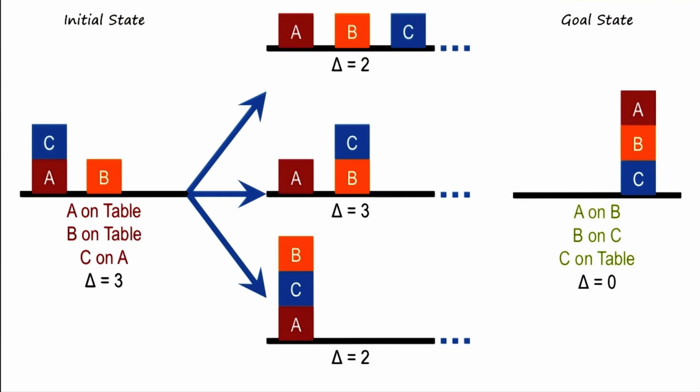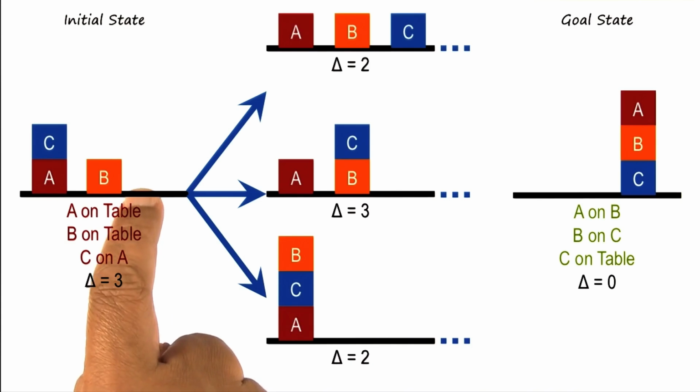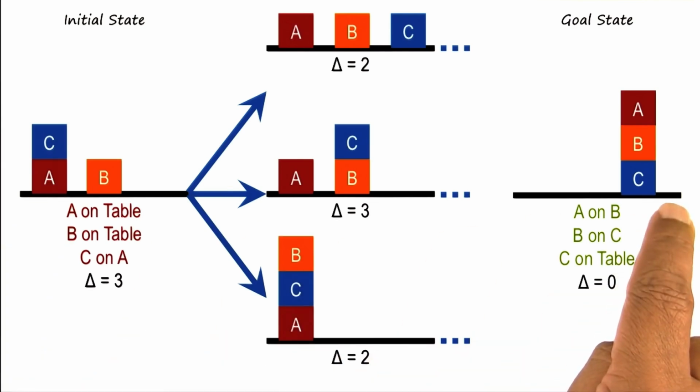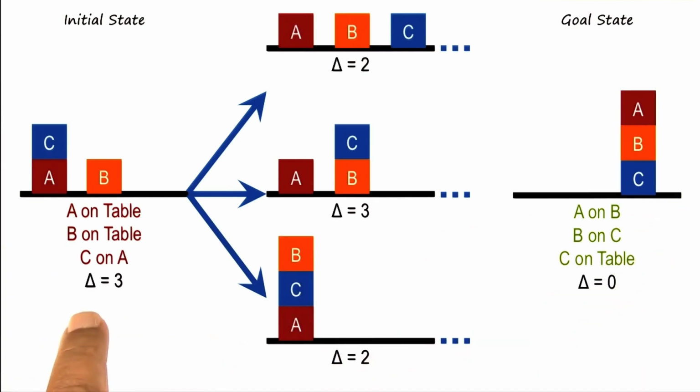So going back to our example of going from this initial state to this goal state, I can look at the initial state and see that there are three differences between the initial state and the goal state. First, A is on table here, but A should be on B. B is on table here, but B should be on C. And third, C is on top of A here, but C should be on table there. So three differences. Here a number of operations are available to us, 9 operations in particular.